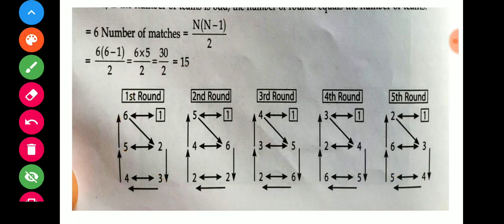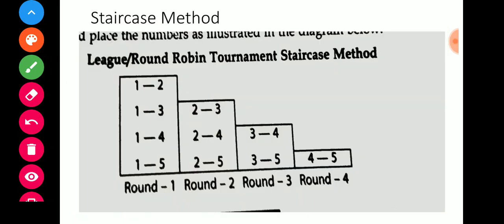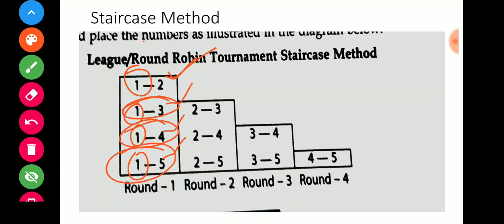Now, we can proceed to the staircase method. In staircase method, we can get the help of this slide. Here, what we see is that 1 is fixed in first round. Then 2, 3, 4, 5. How many teams are there? 5 teams are there, not 6 teams. Then 1 will play with 2, 1 will play with 3, 1 will play with 4, 1 will play with 5. So in league, what we see is that each and every team is playing with 1.